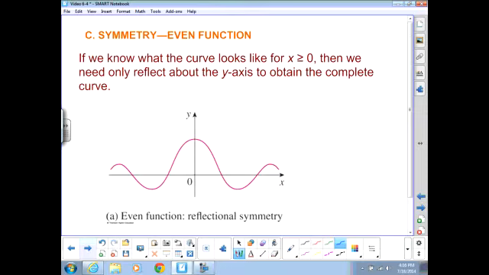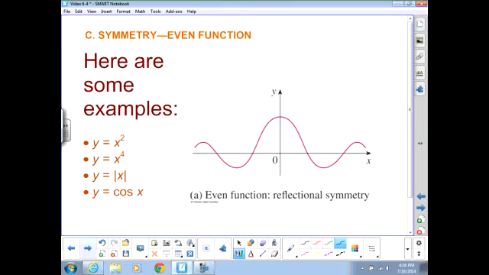Here's another example of an even function, symmetrical at the y-axis. And a few examples of functions that are even. X squared we just saw, x to the fourth. Absolute value is even, because when you put in the negative x, absolute value of a negative x is just a positive x. And cosine is also symmetrical at the y-axis, so it is considered an even function.